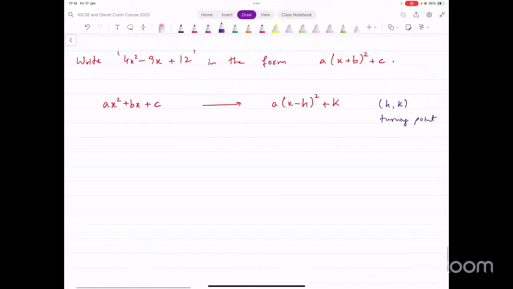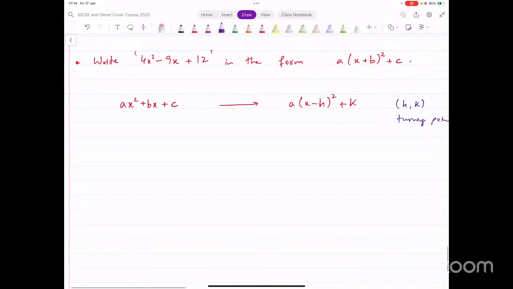Once you remember this form, finding that completed square form is fairly straightforward. All you have to do is find the turning point first of all. What's the turning point? This is the form that you have right now, 4x squared minus 9x plus 12. Find the turning point from this form, x equals minus b over 2a. What do you get from that?